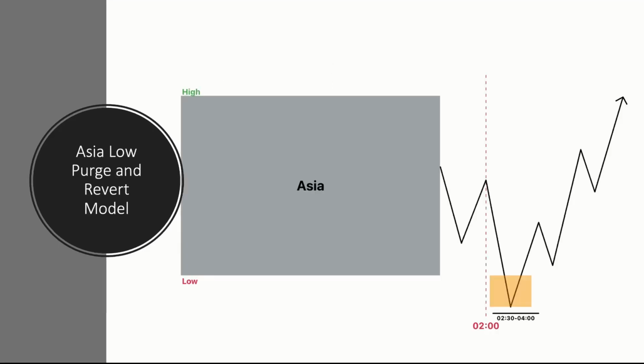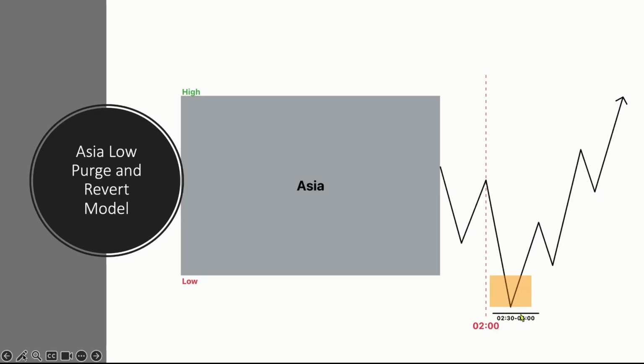The next few models that we will be looking at for the London session are the same models but for longs. So what we're going to look for is an Asia low purge and revert model, in which we want to see that Asia has engineered liquidity on both sides of the marketplace. And from there on, we want to see that around 2 a.m. a manipulation run lower occurs, purging the sell side liquidity below the Asia low. A smart money reversal forms here during 2:30 to 4.